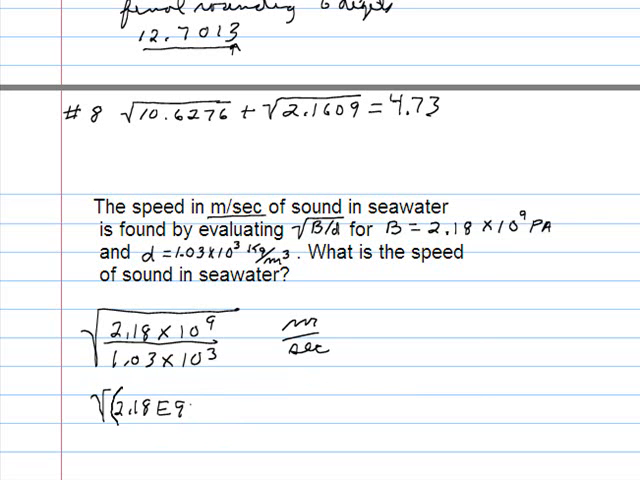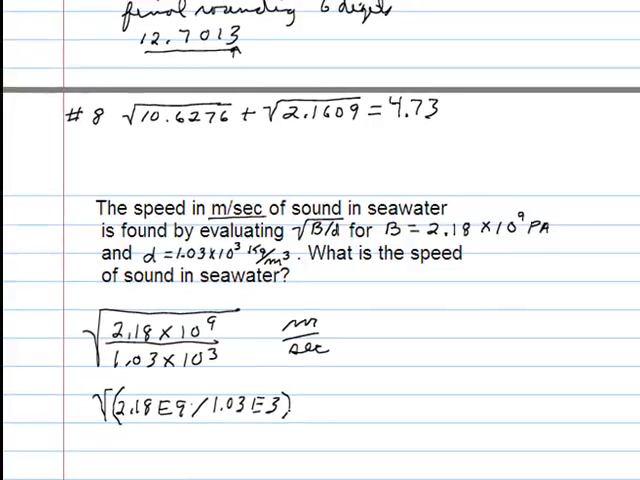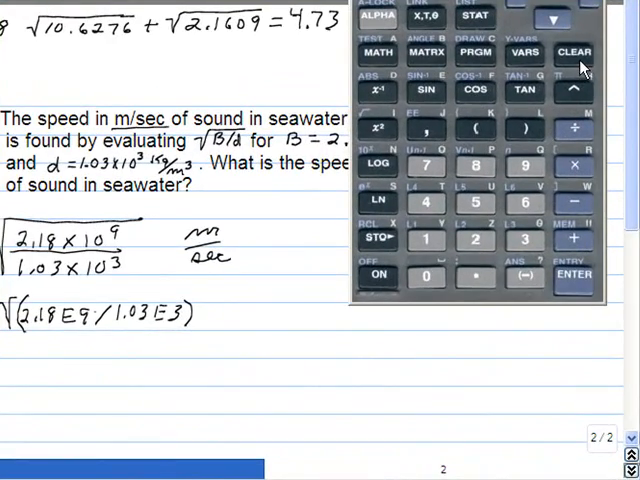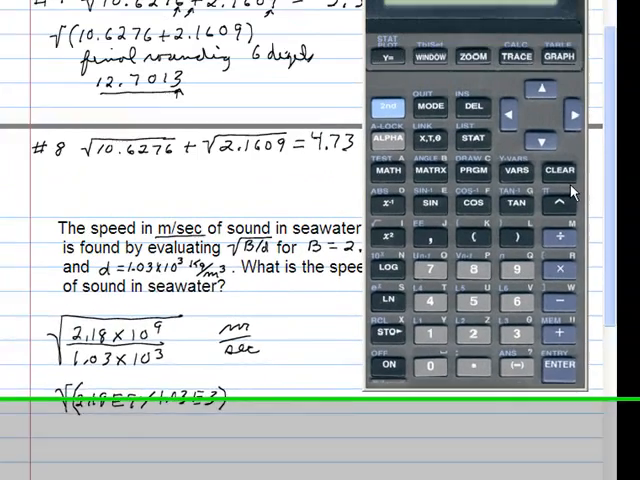So I'm going to have to use an open bracket. I'm going to go to an E notation on the first number, 2.18E9. Then I'm going to put in a divided by. Then E notation on the second number, 1.03E3. Close. And let's see what we get. I'll bring my calculator back. Holy smoke, it's still on. Okay, we'll clear. Let's put it in.